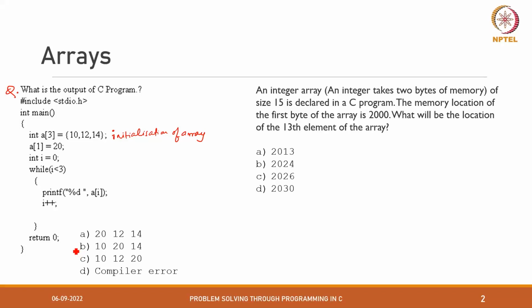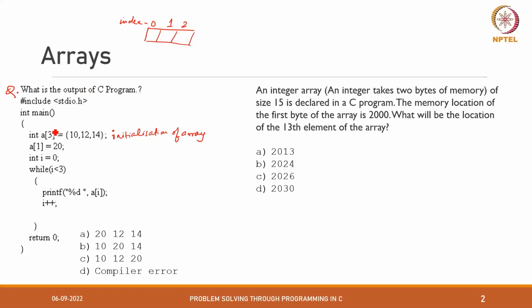Yeah, it will be option B, because here we are saying that at index 1 we are storing the value 20. So basically a is an array of 3 elements. So this has an index of 0, this has 1 and 2. The first element has an index of 0, the second element has an index of 1, and the third element has an index of 2.